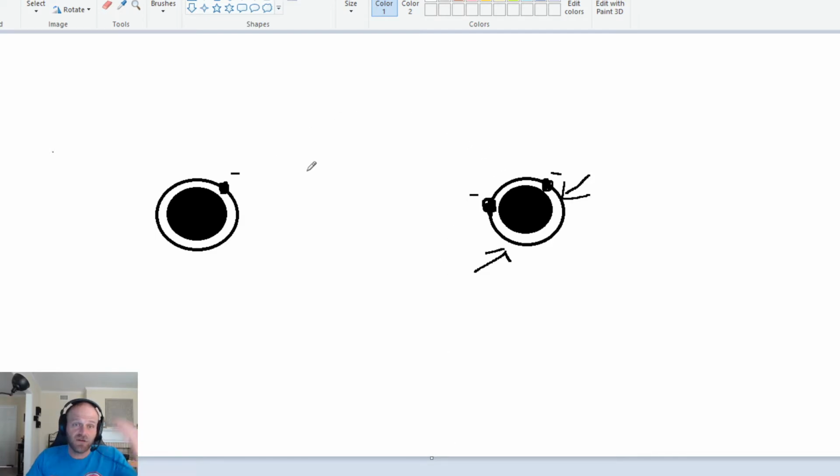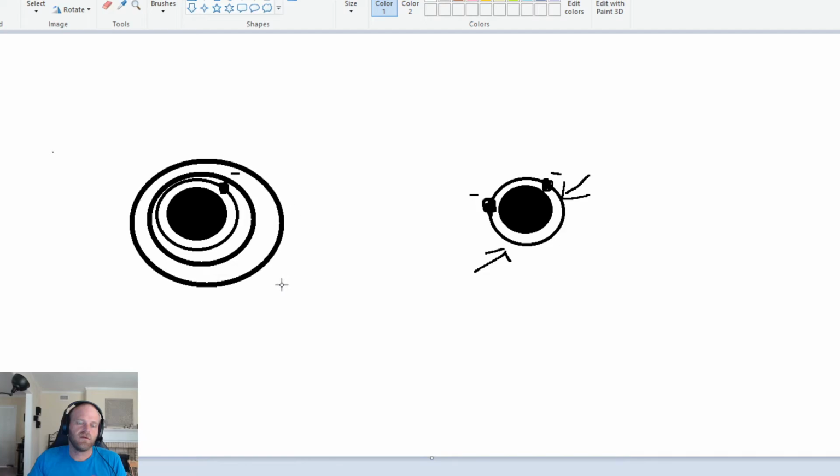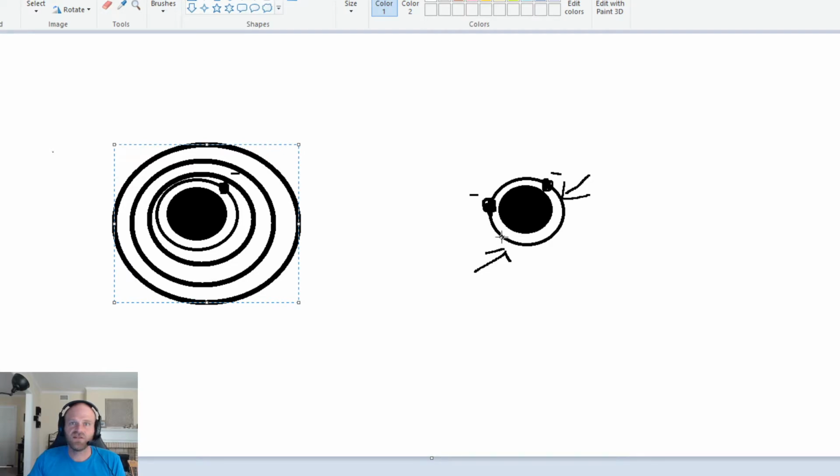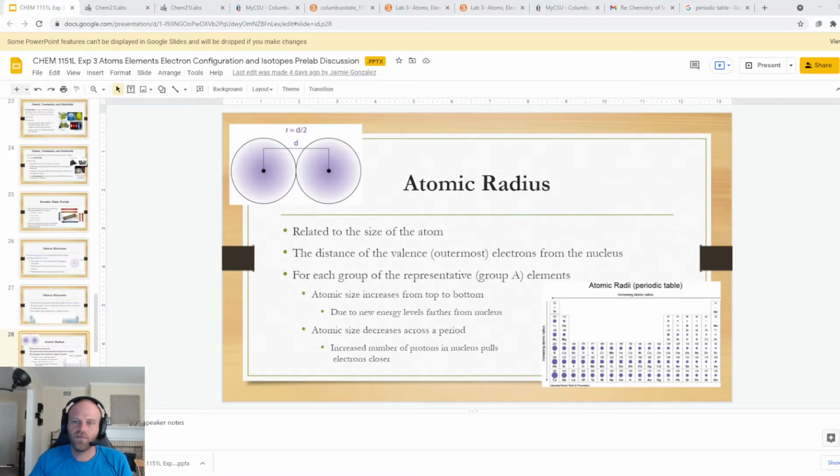Now, going up and down is more straightforward and easier to understand. As I go down in row, I'm adding more shells. So you see, as I add more shells, I get bigger in size. So that's why you see this trend here, where as I go down the column, the atoms get bigger and bigger because I'm adding more and more electron shells. Each row is essentially like adding 2 or 3 shells around the atom. So that's that.